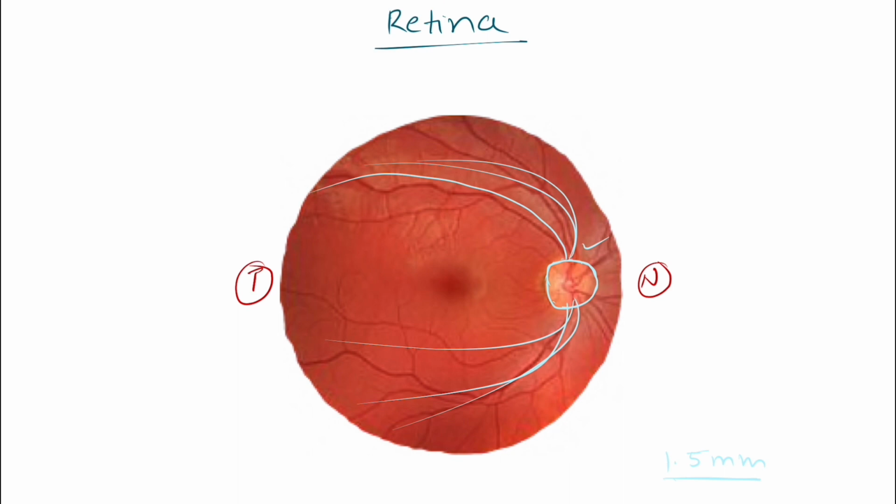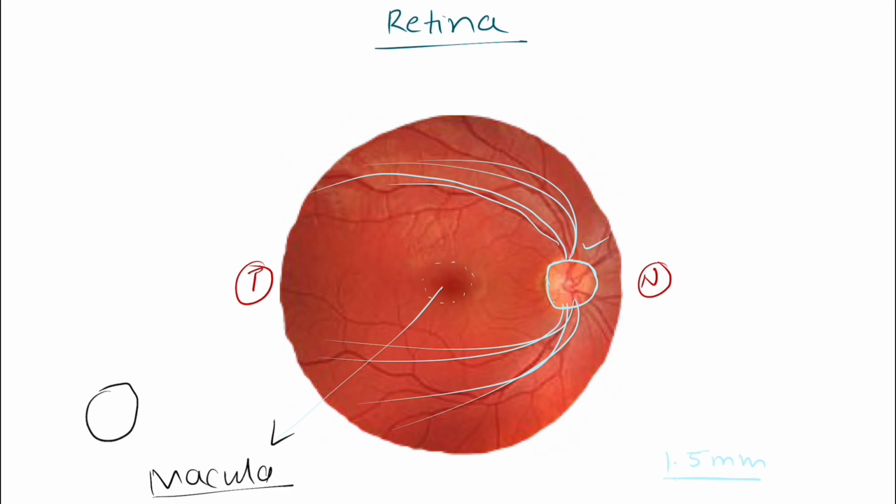You can see the central part where we don't have any big blood vessels. These blood vessels go only side by side, but they don't reach properly into the macula. This is a relatively avascular area. This is known as macula. In the center of the macula we have the fovea. This point is known as fovea, and this is your macula.